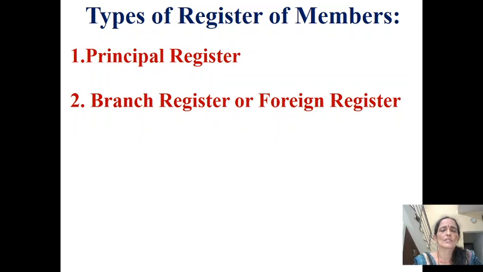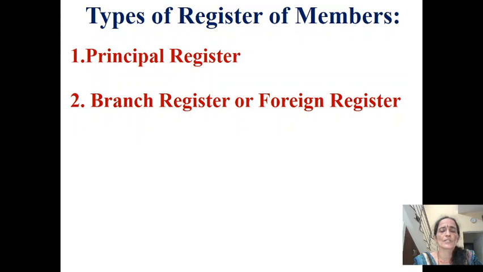Maintenance of principal register is compulsory on the part of each and every company. It cannot be discontinued. And this register is kept at the registered office of the company or in the same city or town in which the registered office of the company is located. Whereas branch register or foreign register is maintained by a company when it has its branches in the foreign country.